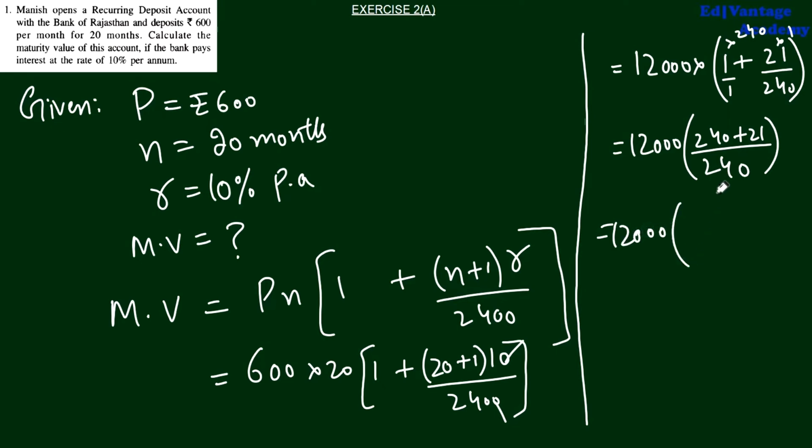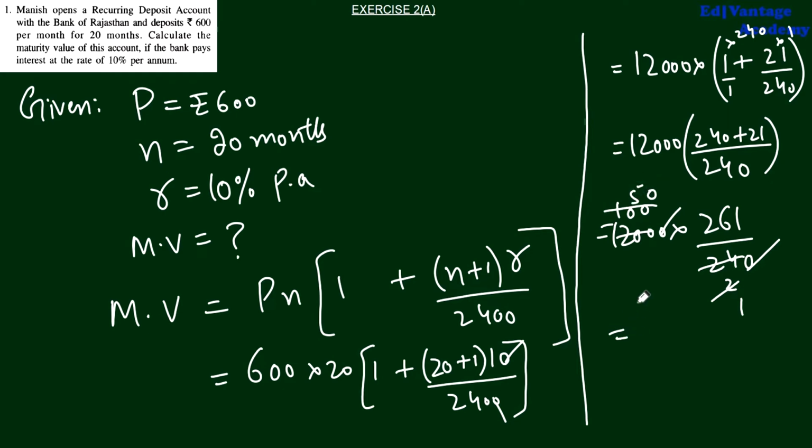12,000, 240 plus. I can write it as multiplication as a bracket into 12,000. So this becomes 261 by 240. I can do cancellation up and down, as the multiplication is in between, right? 12 ones, 0 0, 12 2, 2 1, 250.